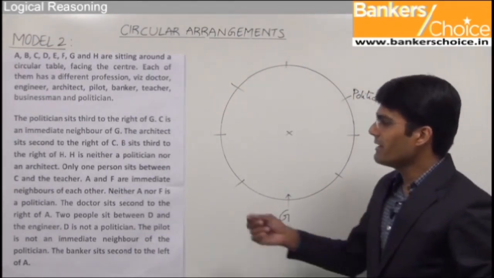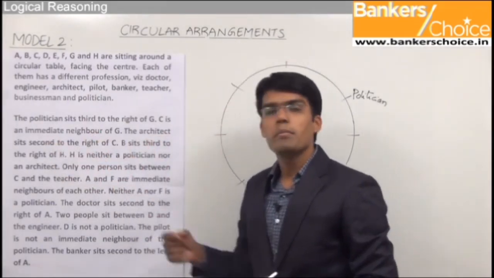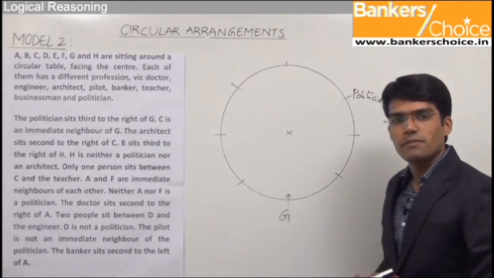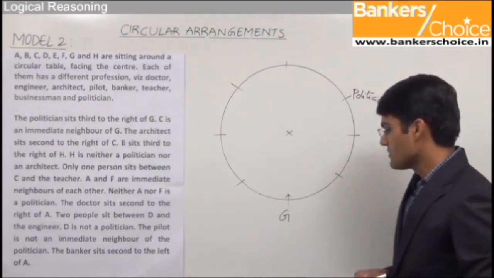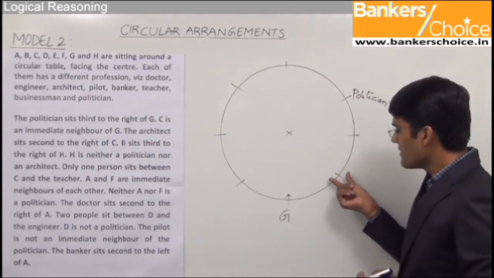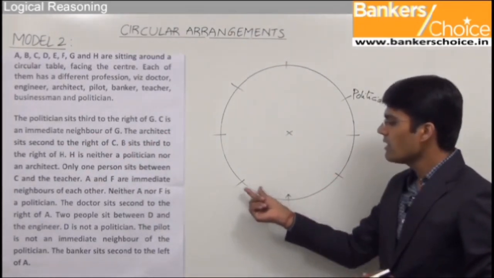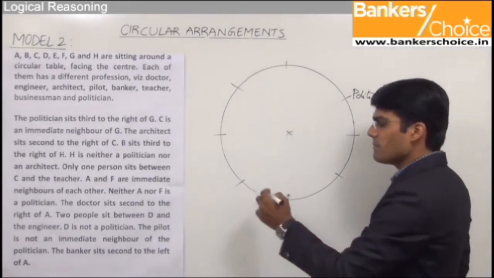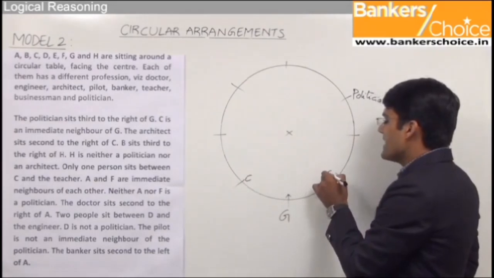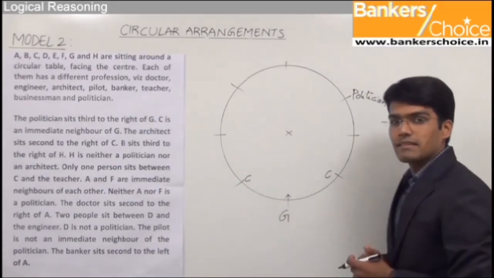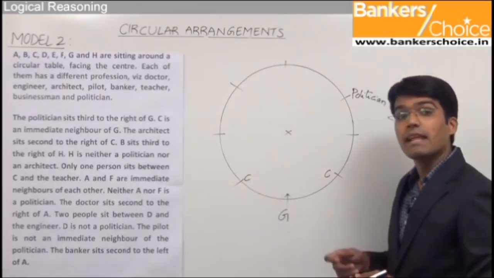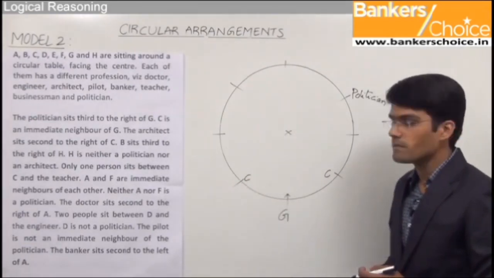The next statement is, C is an immediate neighbor of G. So C has to be immediately either on the left of G or the right of G. So we can say that C either comes to the right of G or to the left of G. Now since there are 2 possibilities, let us simply mark them tentatively inside the circle. Once the position of C is confirmed, we will mark it outside, and that will fix the position of C.